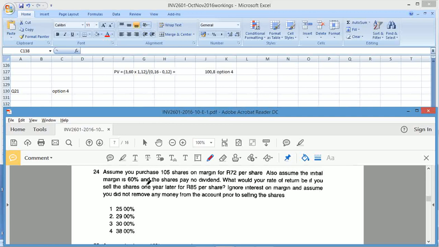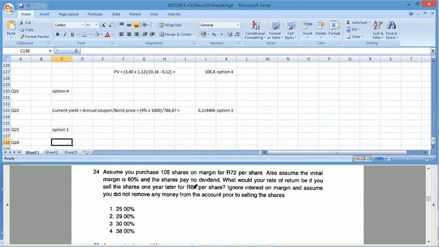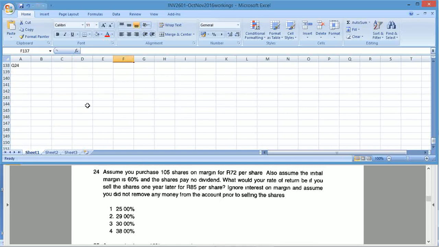Question 24. Assume you purchase 105 shares on margin for 72 per share. Also assume the initial margin is 60 and shares pay no dividend. What would your rates of return be if you sell the shares 1 year later for 85 per share? Ignore interest on margin and assume you do not remove any money from the account prior to selling the shares. Okay, so they want your percentage. So we need to get the present value, future value, and all of that.